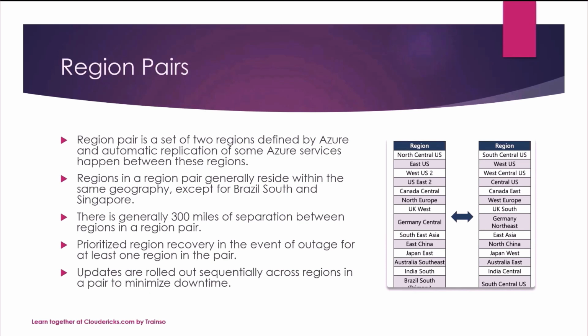Azure also provides prioritized region recovery in the event of an outage for at least one region in the pair. Updates are also rolled out sequentially across regions in a pair to minimize downtime. So for example, here you can see that East US and West US are a region pair. Azure will not roll out an update to both East US and West US at the same time. It will first do it to one of these and then it will do it to the other one.